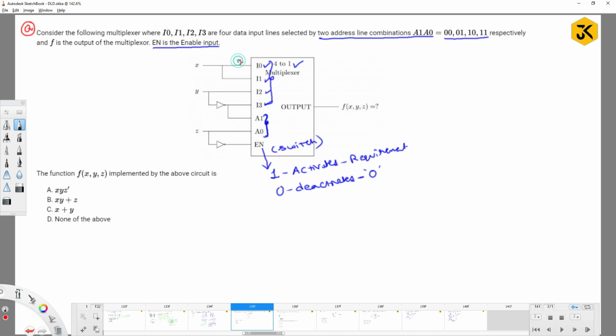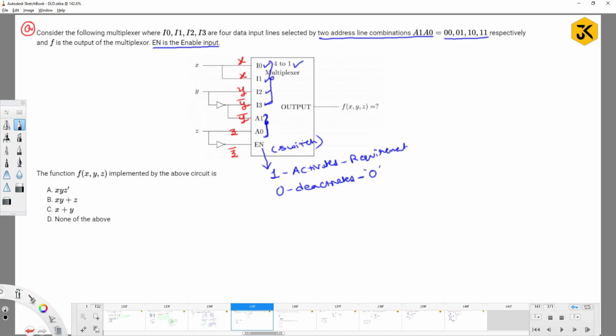So how are the values taken here? I0 value is x, I1 value is also x, I2 value is y, I3 value is y bar. A1 select line input is again y bar, and A0 value is simply z, and the enable value is z bar. Enable value is z bar, right? So now guys, how can you solve this one?